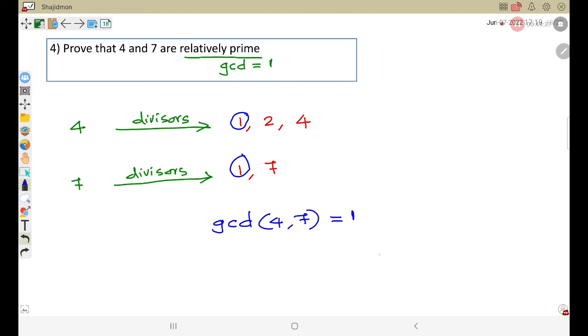So once you get 1, what can we say? That the two numbers are relatively prime numbers, correct? So just to check whether the GCD is 1 or not, that is the meaning of relatively prime.